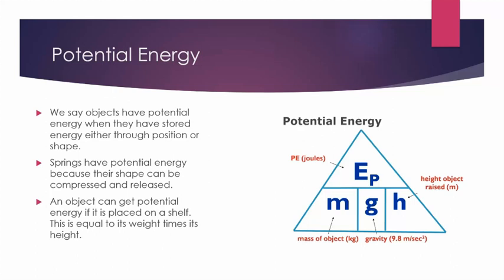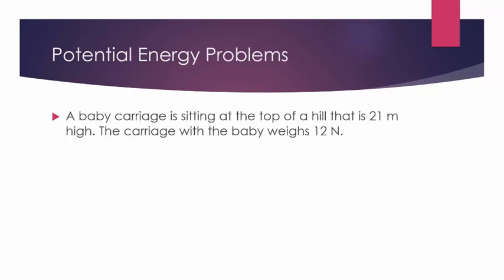Here's a sample problem. A baby carriage is sitting on top of a hill that's 21 meters high. The carriage with the baby weighs 12 newtons. Newtons are a pretty unfamiliar unit of weight, probably to you. Your weight in the American system would be in pounds, or foot-pounds, which is kind of weird to say. So we'll actually be using newtons a lot. We'll talk more about newtons in the next chapter as well. So your potential energy is equal to your weight times your height. In this case, we've got 21 times 12, which is 252 joules.